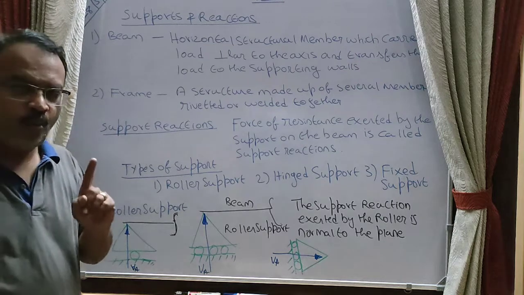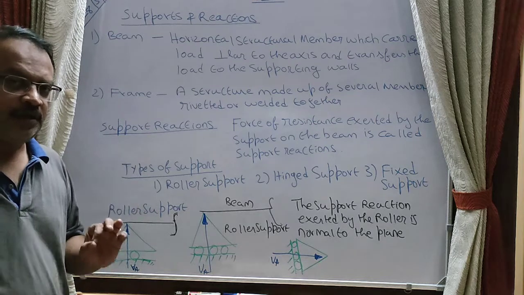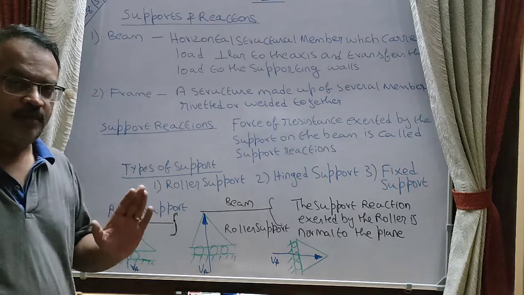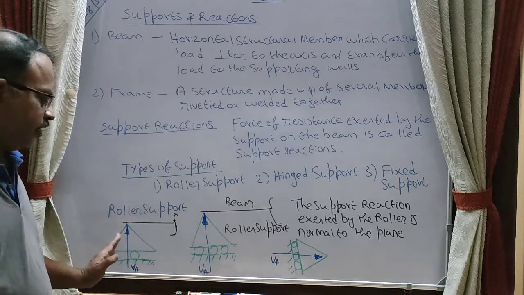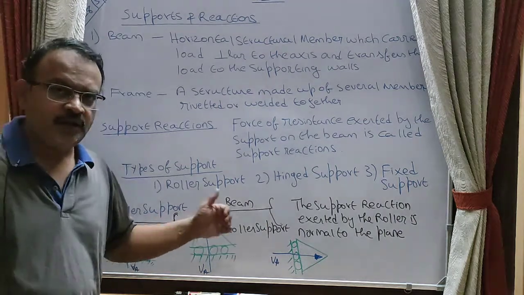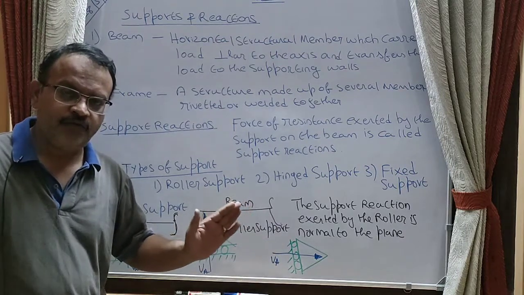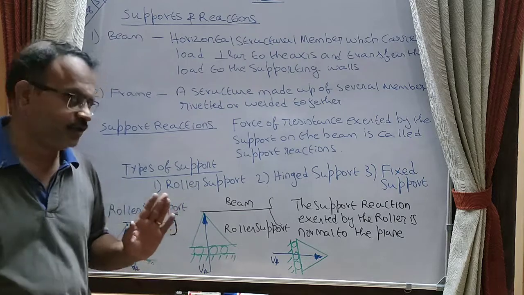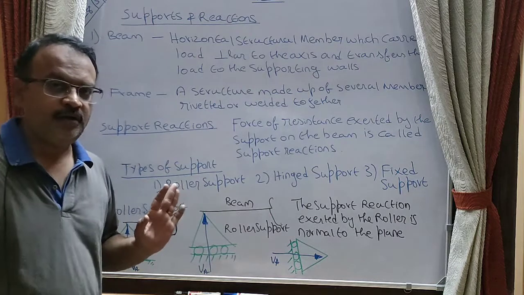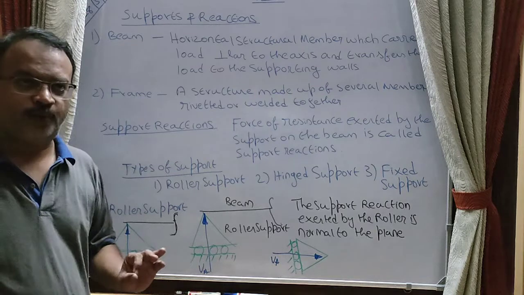So there is only one reaction offered by this roller support. The reaction depends upon the position in which the support is given to the beam. If it is a vertical roller, then the reaction will be in the vertical direction. If it is a horizontal roller, the reaction will be in the horizontal direction, or if the roller is inclined, then it will be perpendicular to the axis of that inclination. So the support reaction by the roller is always normal to the plane in which the roller is acting. So this is about a roller support.